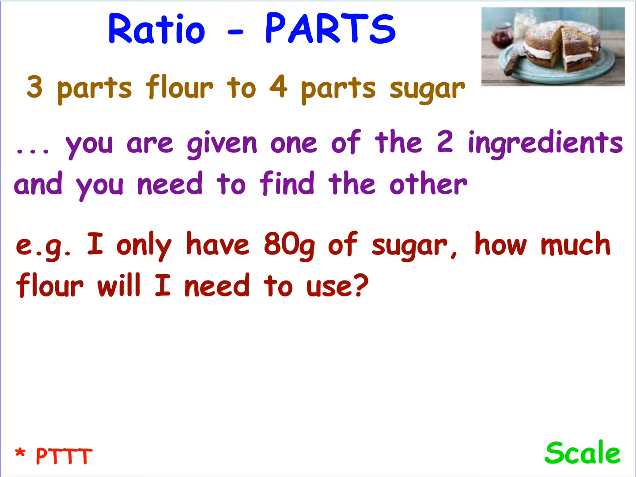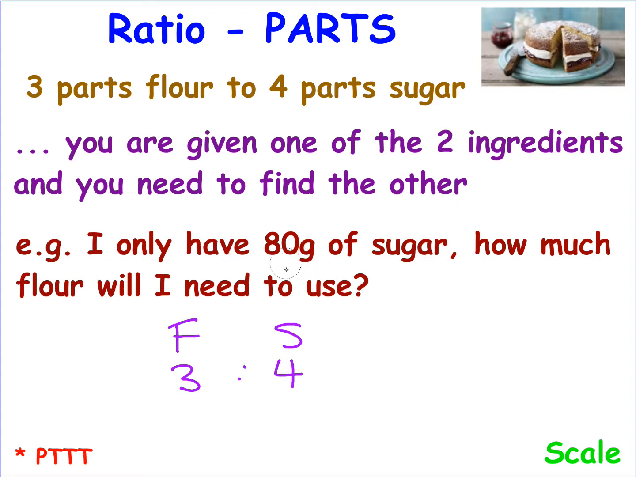Let me show you. So Pete's Fantastic Cake has 3 parts flour to 4 parts sugar. So we've got flour to sugar, and it's 3 parts flour to 4 parts sugar. Now this time I'm going to give you one of the two ingredients. So I'm telling you that I've only got 80 grams of sugar. So how much flour do I need to use? And let's just assume I've got as much flour as I need.